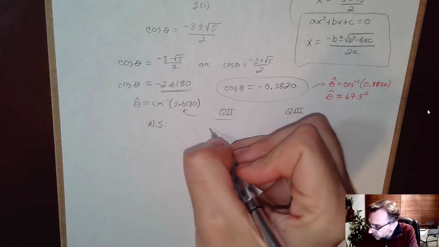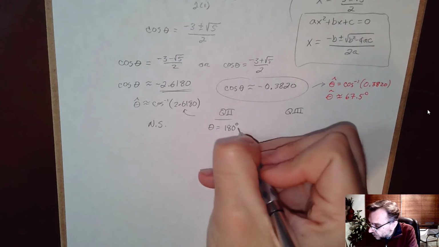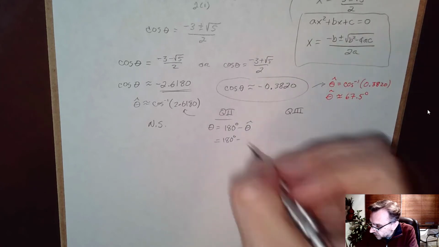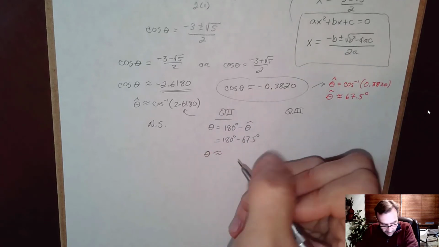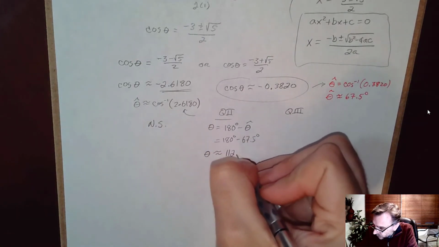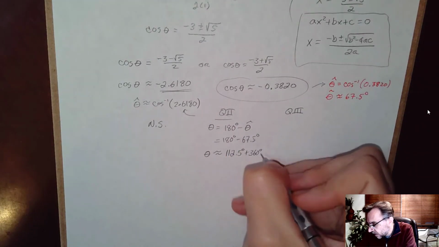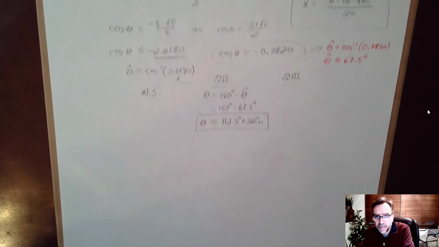All right, so in Q2, the theta that we want is going to be 180 degrees minus the reference. So 180 degrees minus the 67.5 degrees. The theta that I'm after is going to be approximately equal to 112.5 degrees. And then I'll go ahead and tack on the 360n. So there's infinitely many solutions there.